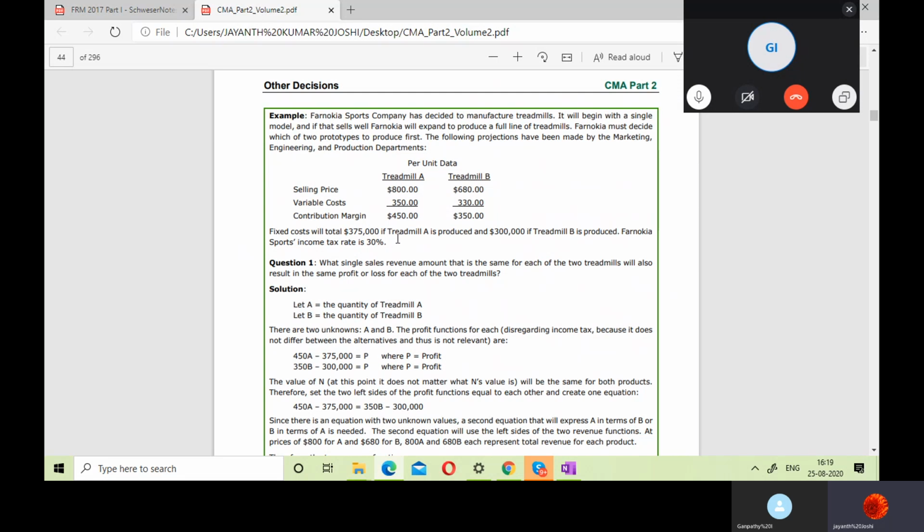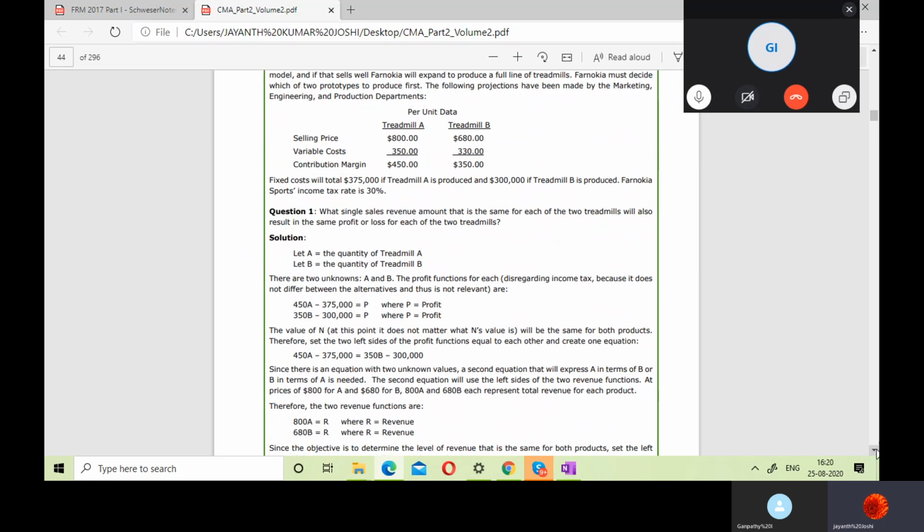Okay, so now let's see how to make a function, an equation. I am considering the quantity of treadmill A as A, and the quantity of treadmill B as B. This is the only way you need to solve the question.